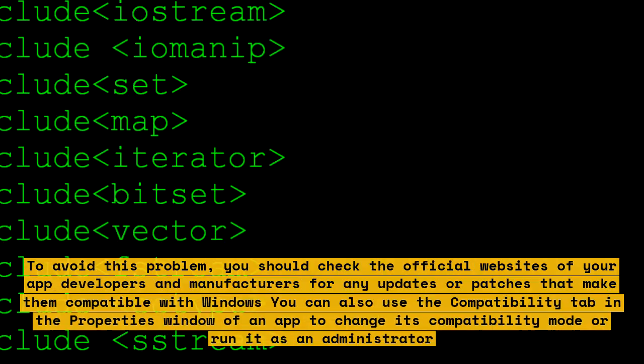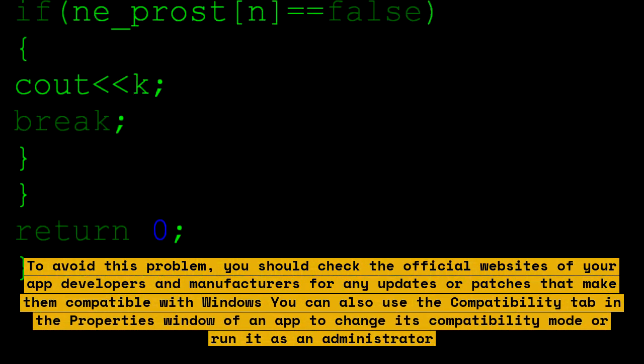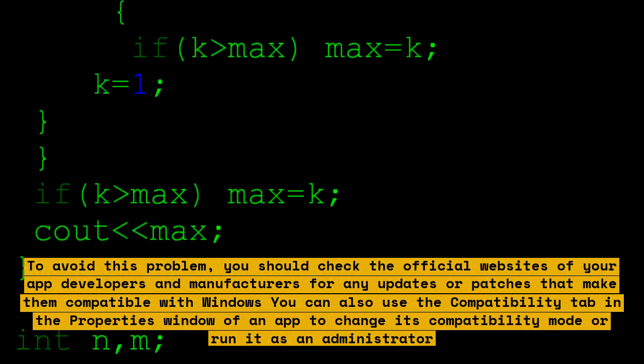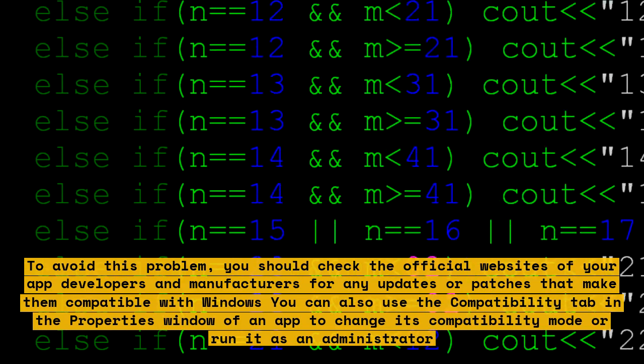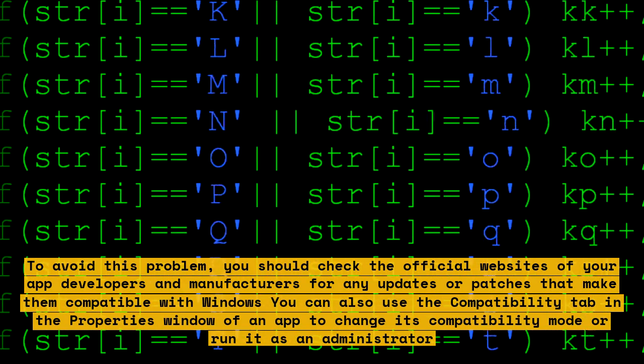To avoid this problem, you should check the official websites of your app developers and manufacturers for any updates or patches that make them compatible with Windows. You can also use the Compatibility tab in the Properties window of an app to change its compatibility mode or run it as an administrator.